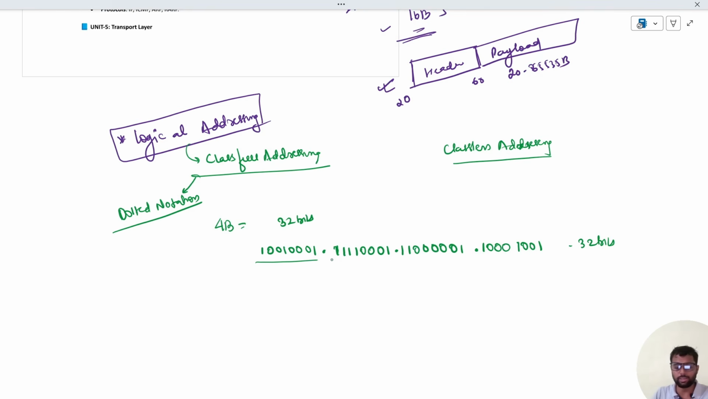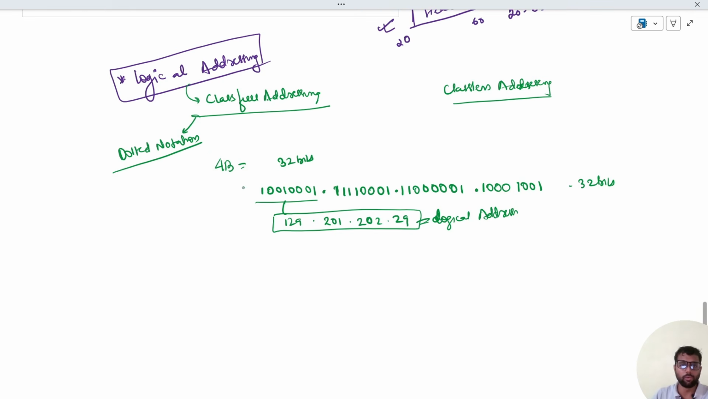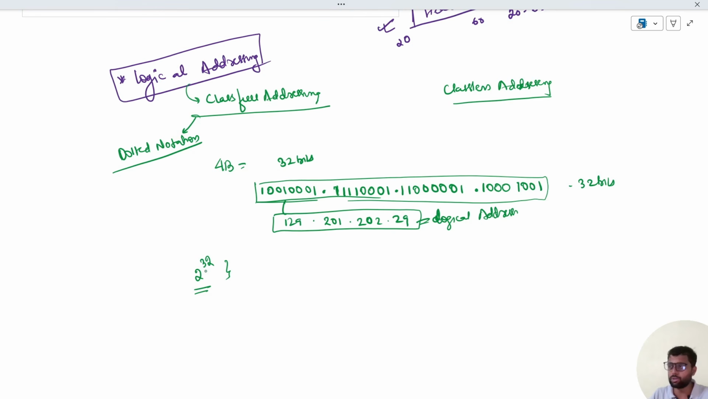So if we convert this into decimal, I don't know what the actual decimal conversion would be, but let us assume that it is 192.201.202.29. For example, let's say this. So this is how logical addressing is done. Okay. So with a total of 32 bits, the total number of possible combinations would be 2 raised to the power 32. That would be the total addresses.